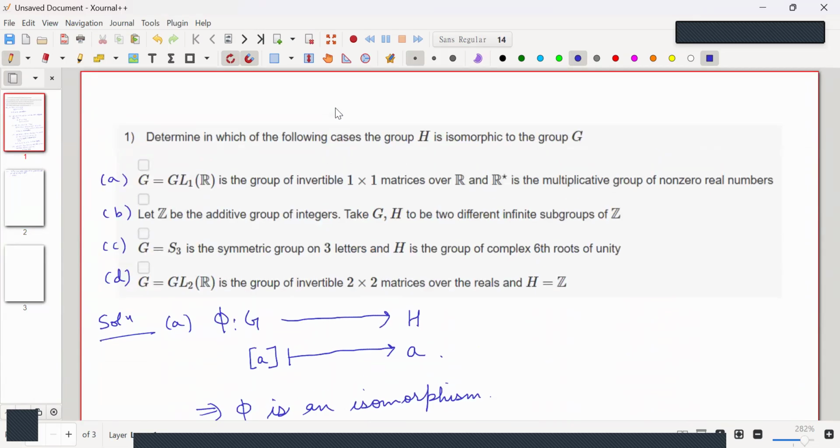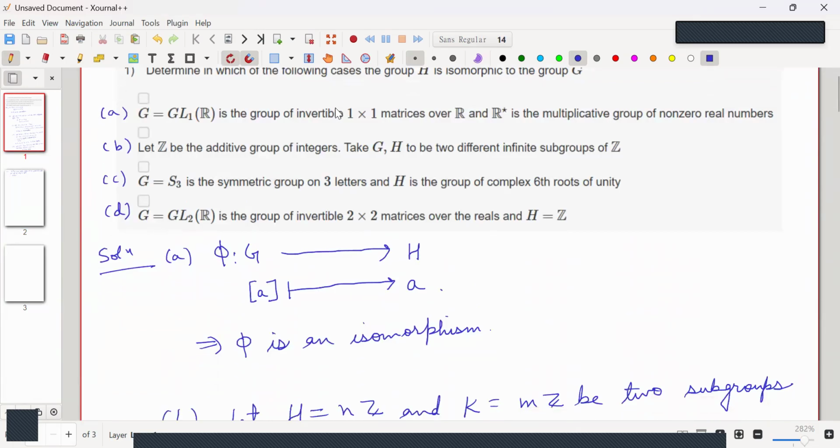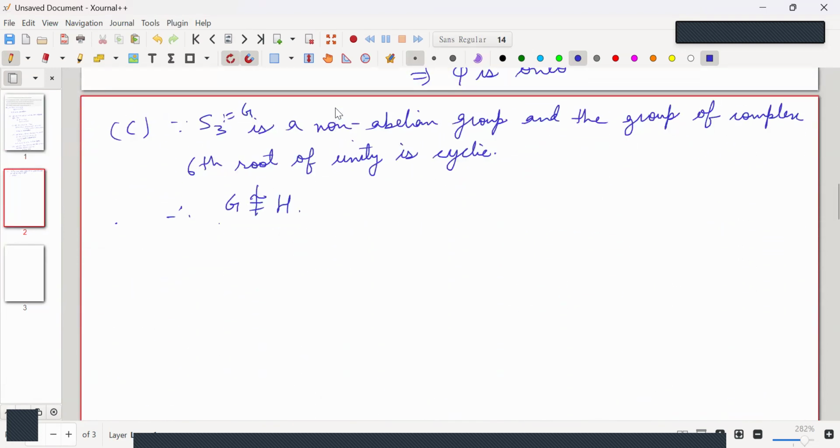So GL2R is uncountable because R is uncountable, and H is countable. That is okay. But can we get an answer concerning some group theoretic property? So whatever you said is right. There is no bijection, so there is no isomorphism, right? So let me first write your argument.